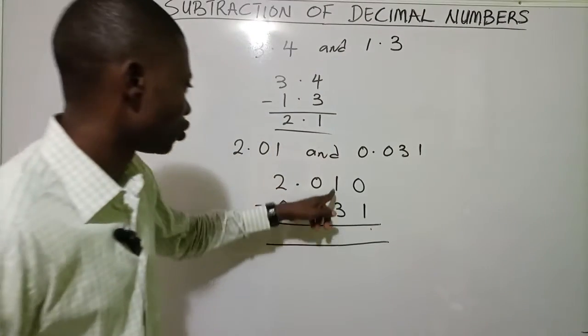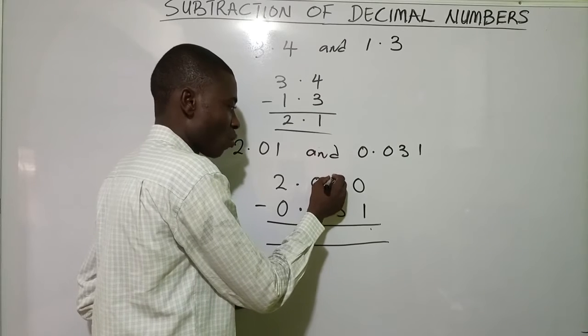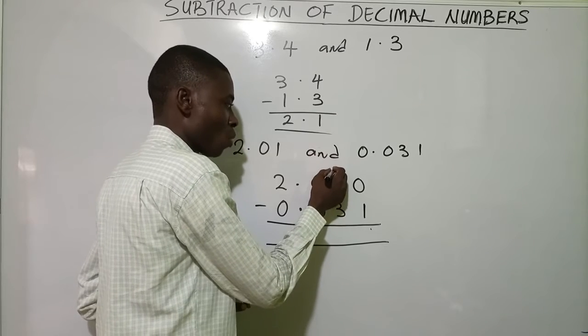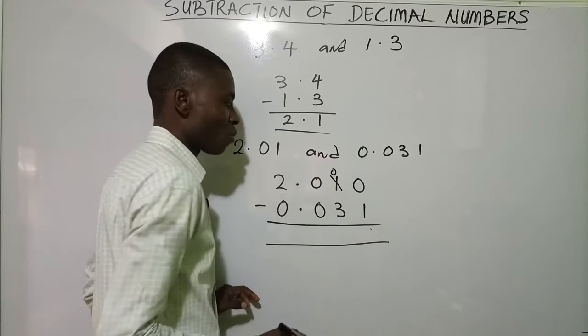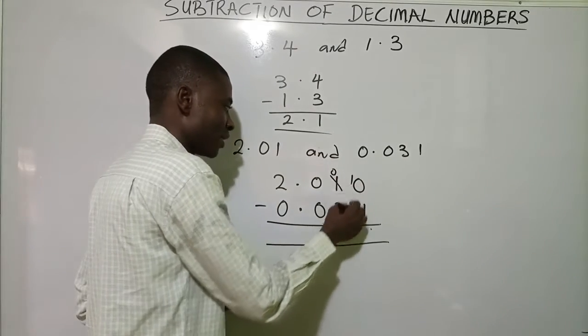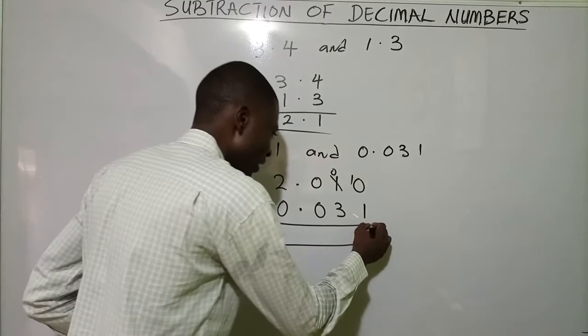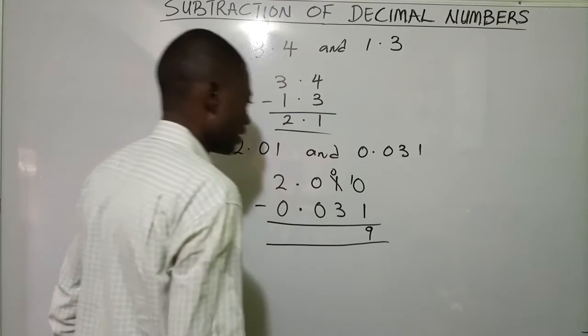So what do you do? You look at this one here. You come down here to borrow. So we borrow 1 from 1. When we borrow 1 from 1, what are we left with? That will be 0. We'll be left with 0 there. So we drop the 1 here. That gives us 10. So 10 minus 1 is 9. Okay? That is it.